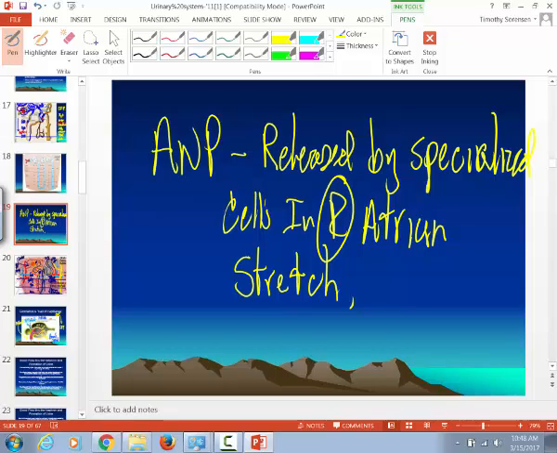When are you going to stretch your right atrium? When you increase venous return, preload. Tell me you got that. I struggled with this last semester.